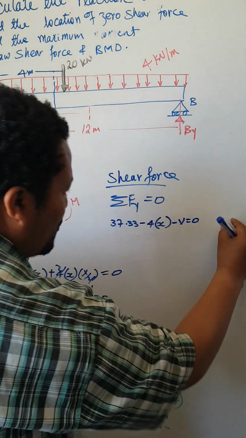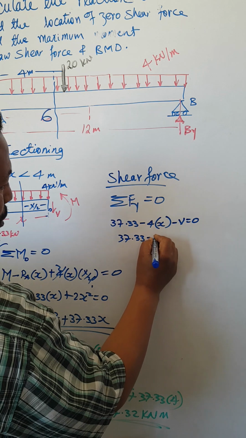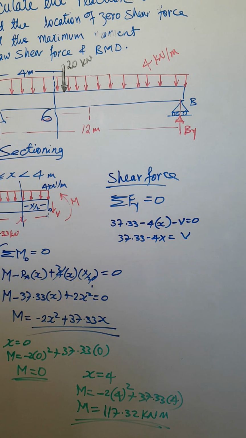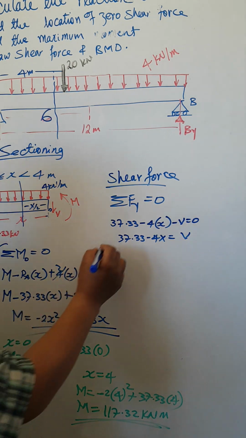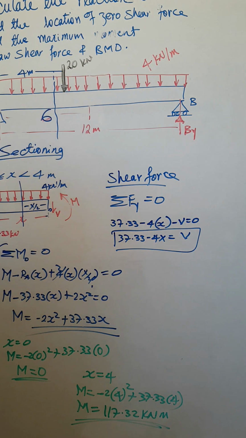So we can move v to the other side: 37.33 minus 4x is equal to v. So this is a formula for the shear force, the formula for the shear force between the points 0 meter and 4 meter.